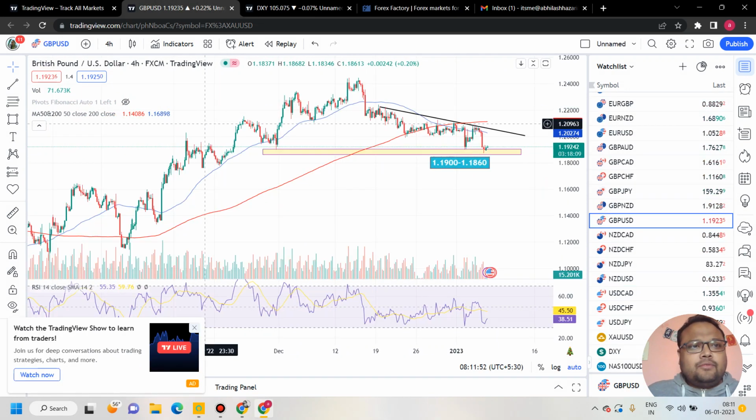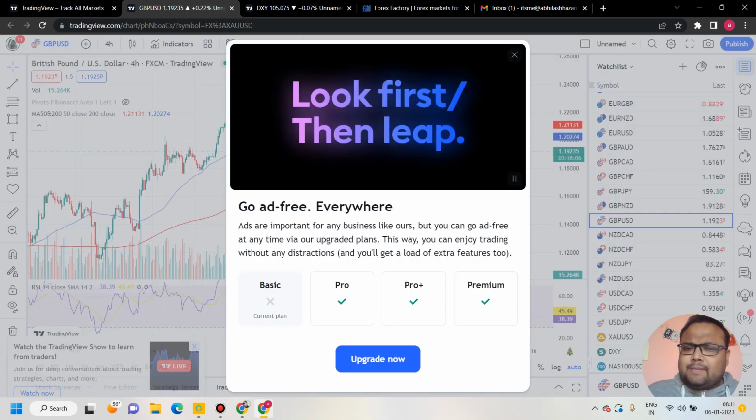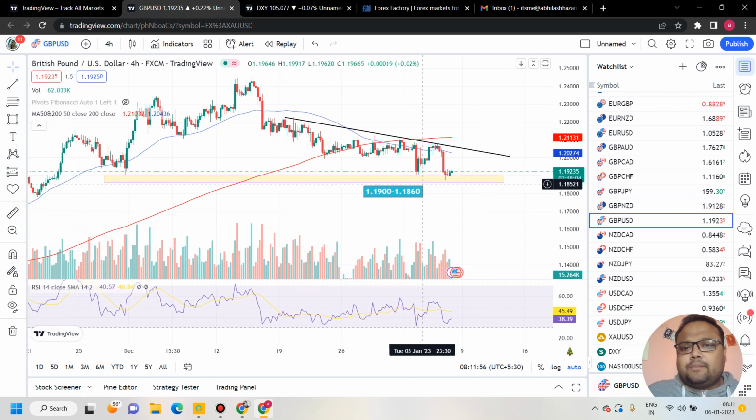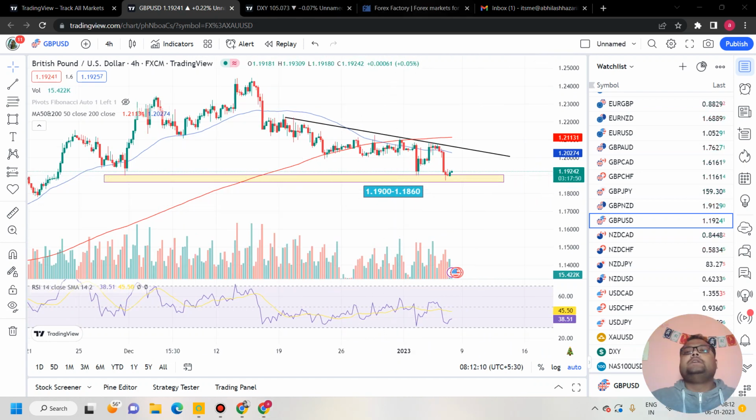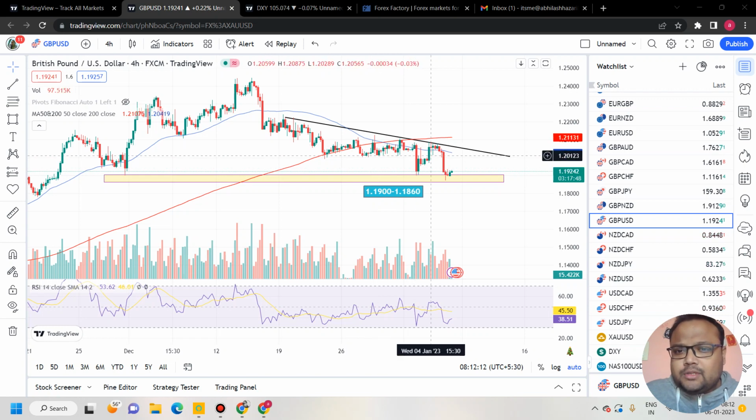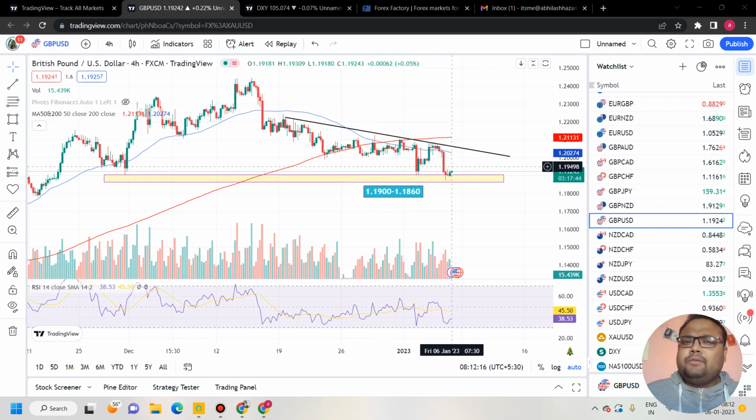This is the Forex chart of GBPUSD. In my previous videos, I have talked about the support around 1.1900 to 1.1860. As expected, the market took support, and we can see that the market is showing a little bit of a bounce also. So if you're holding a buy position, then you can stay on the trade, no need to exit.